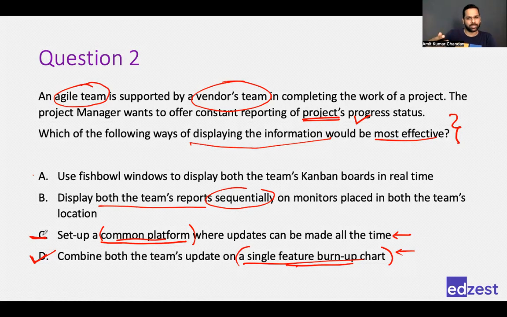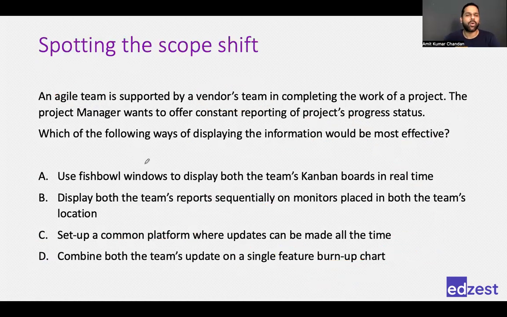If it does talk about project progress, combining both the teams, and then we are saying that we will have a common platform or anything else, this becomes a little bit better because here we are talking only about feature. But feature might not be the only thing that would tell us about the project's progress. Got it. Sounds good. Thanks, Amit. All right, so how do we spot these kinds of questions?